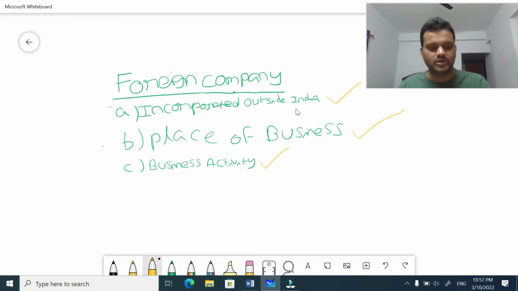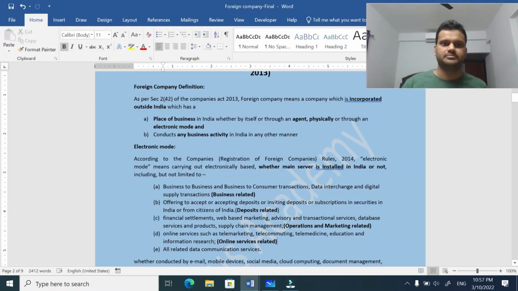Now we'll see the definition of a foreign company. As per Section 2(42) of the Companies Act 2013, foreign company means a company which is incorporated outside India. We just now studied this. Condition number 1. Condition number 2, which has a place of business in India, whether by itself or through an agent, physically or through an electronic mode. We will discuss in detail each and every word here. And this is a consecutive "and" condition: conducts any business activity in India in any other manner.